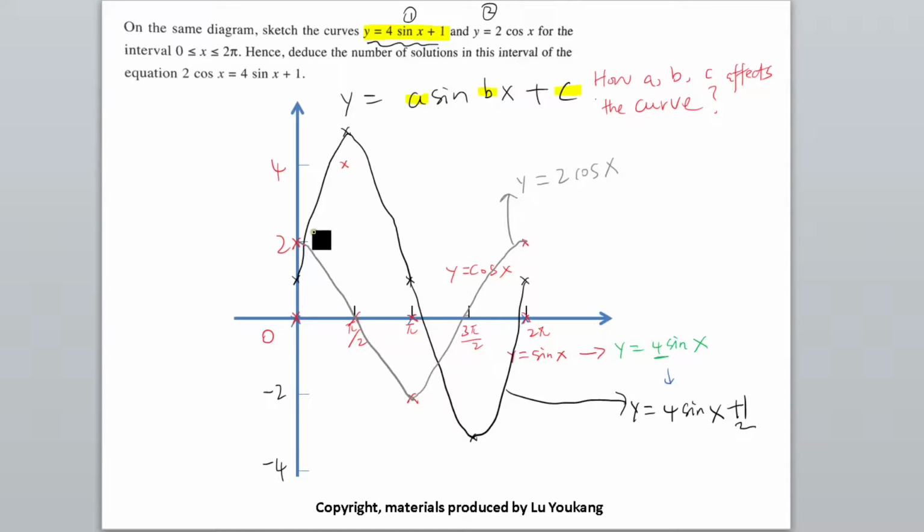And now let's take a look at the number of solutions in this interval. For the equation 2 cosine x equals 4 sine x plus 1, you clearly see two intersection points, which I use blue to highlight. So if there are two intersections, therefore the number of solutions is 2.